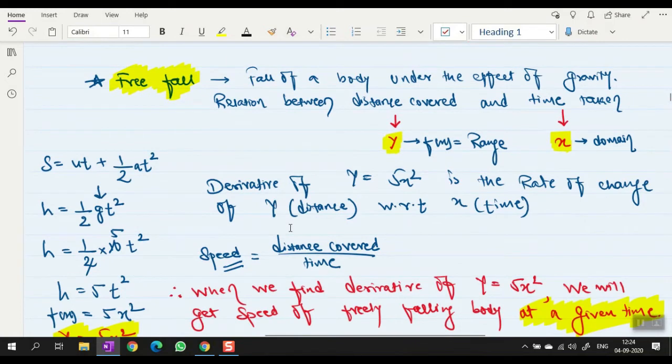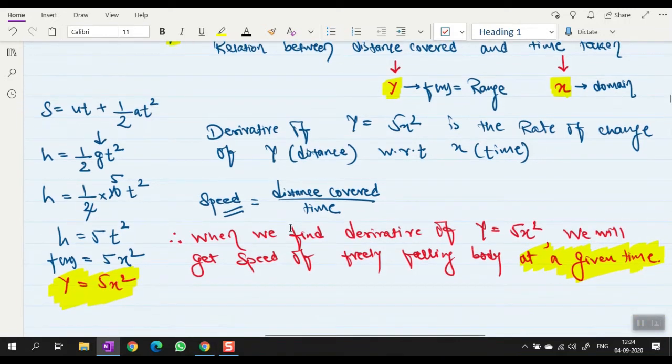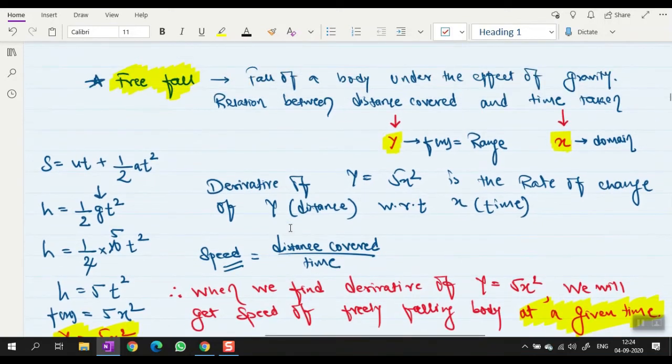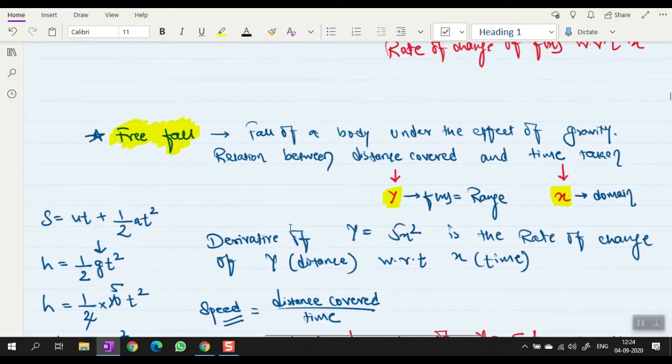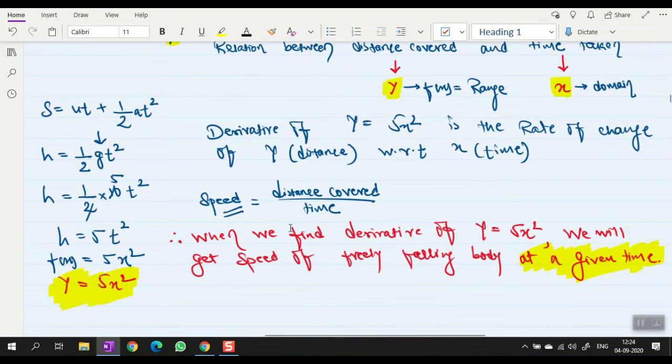And I gave you a very valid example of free fall, where we saw the relationship between distance and time is not linear. It is a quadratic relation. So the rate of change of distance with respect to time, that is the speed, cannot be found using algebra, right? So how can we find it?